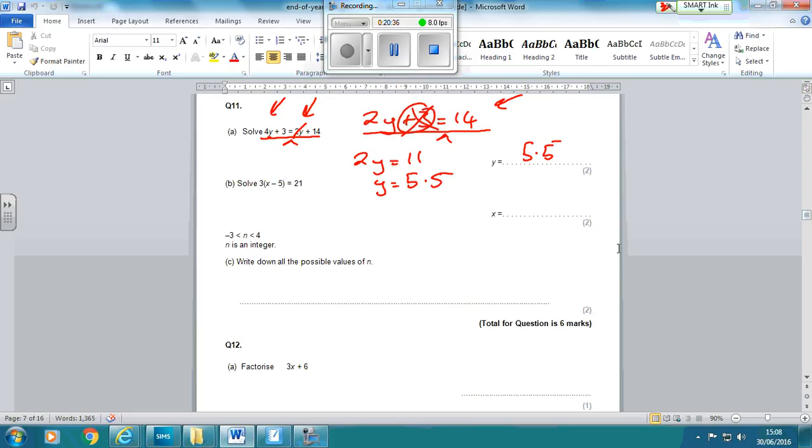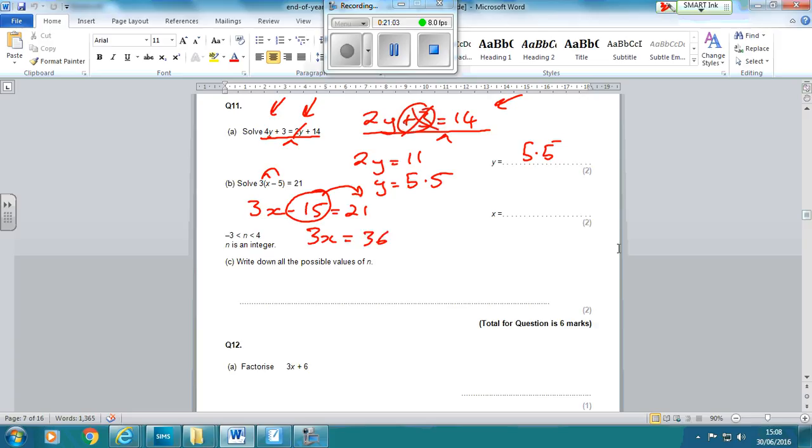Okay, next one. What we need to do for part B is we need to multiply out the brackets. So we're going to need to do 3 lots of x and 3 lots of 5, which gives us 3x minus 15 equals 21. Now what we need to do is get rid of this minus 15. The way we get rid of minus 15 is we do the opposite to the other side. So we've got to add 15 to this side. If I do that, I'm going to get 3x equals 36.